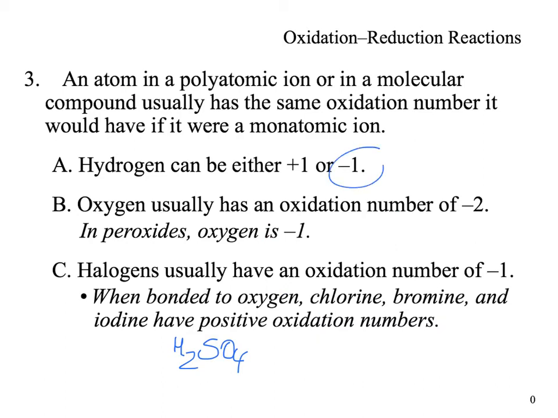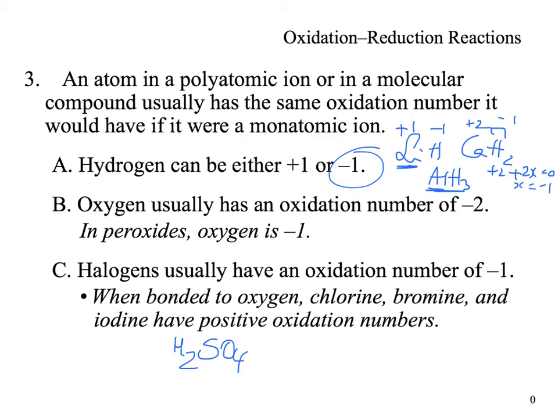The only time that it is negative 1 is if it is bound to a group 1 metal, group 2 metal, or aluminum. So since lithium is always plus 1, hydrogen will have to be minus 1. Since calcium is plus 2, hydrogen will have to be negative 1 here as well, because you would say plus 2 plus 2x is equal to 0, or x is equal to negative 1. And likewise, in case of AlH3 also, you're going to give it a minus 1 value. Other than that, it always is a plus 1.